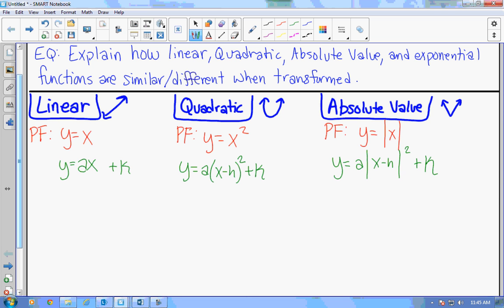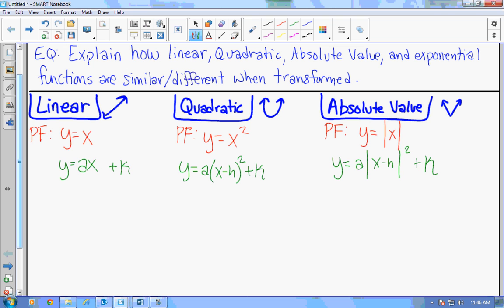Get notes out, please. Do quadratic and absolute values look the same? Do they look the same or nearly the same? I think there's only one detail that's different. To me, they look the same, except for one detail. What's the detail? Parentheses versus absolute value. So you can see they all have an A, quadratics and absolute value both have a possible horizontal shift, and they have a vertical shift.